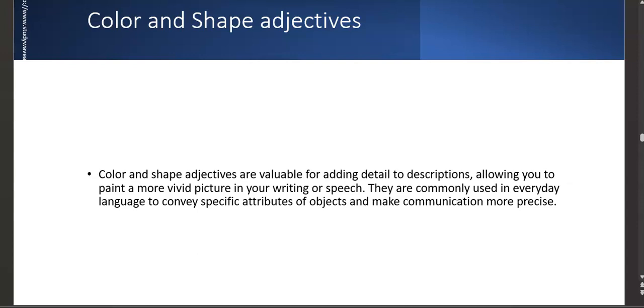Now, the main idea here is that color and shape adjectives are essential, or very important, for adding details to descriptions. So they allow a reader or someone who is listening to you to paint a clear picture in their mind. In our everyday life, we use these adjectives.